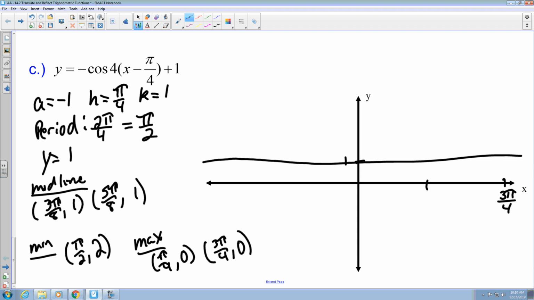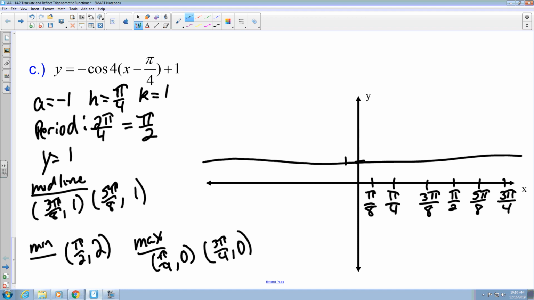I'll go 3 pi over 8 here. I have, looks like pi over 4, pi over 8. I have what, pi over 2. And then we got 5 pi over 8.